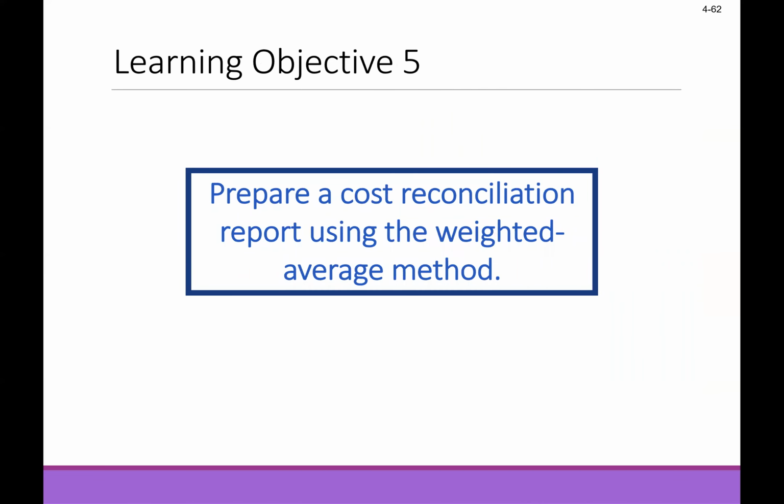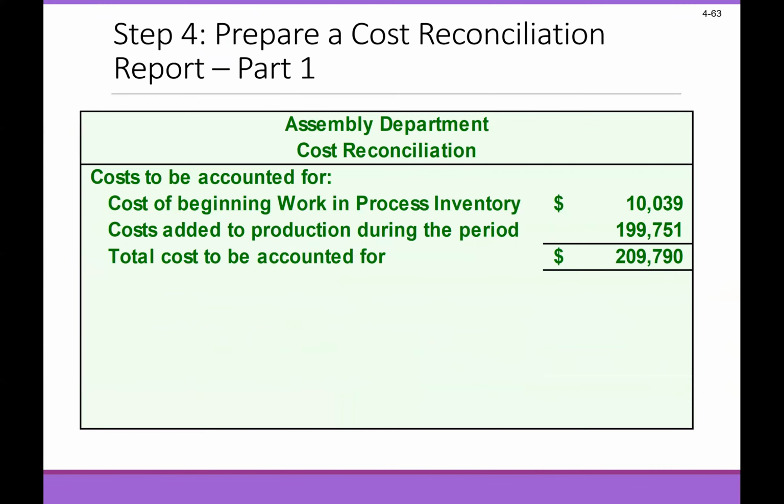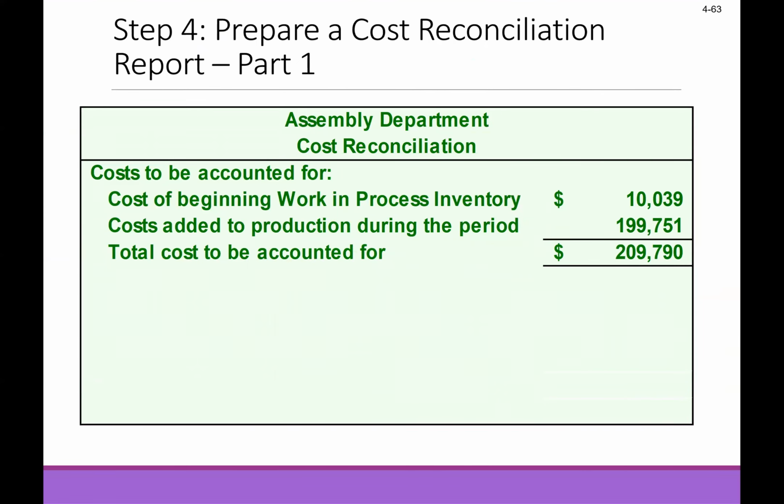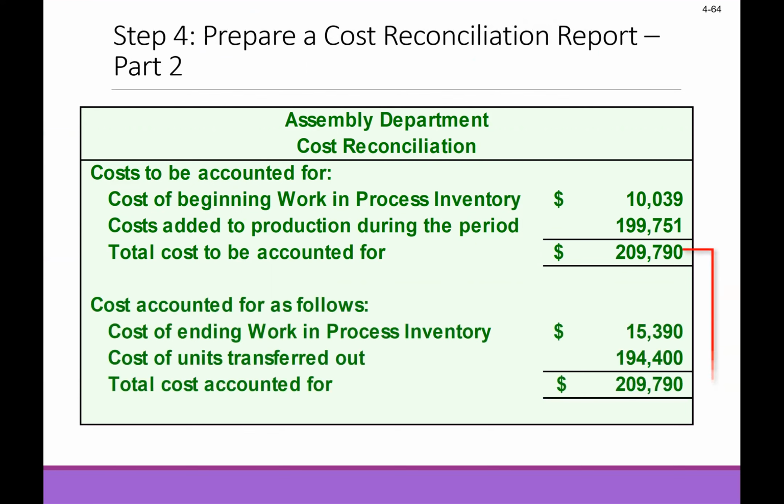So once we do all that, we'll prepare a cost reconciliation report. We show the beginning work in process for a department, and we show the costs that were added. And with those costs, we break down what's left in ending inventory and what's been transferred to the next department. Pretty straightforward.